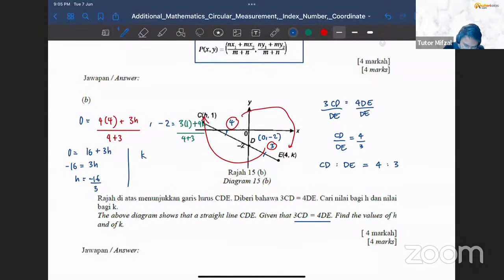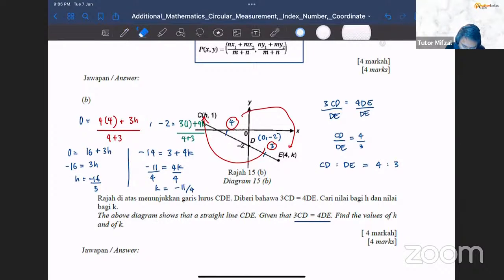And our k, simplifying this, 4 plus 3 is 7. 7 times negative 2 is negative 14. Equivalent to 3 plus 4k. Negative 17 is equivalent to 4k, divided by 4 on both sides. So your k is equivalent to negative 17 over 4.